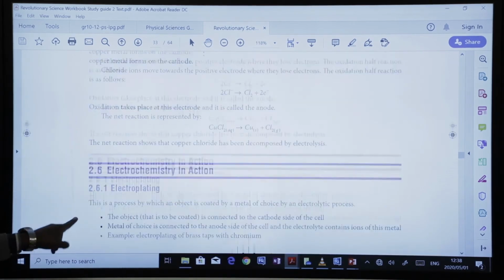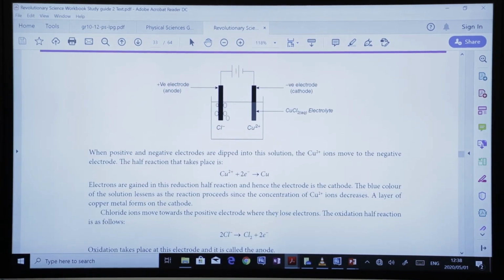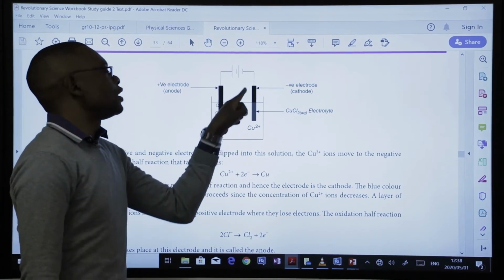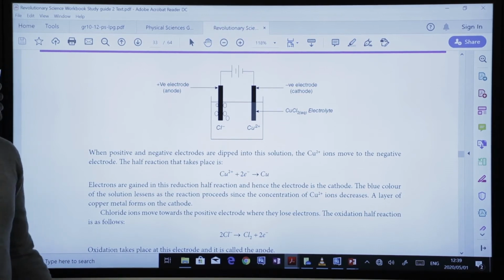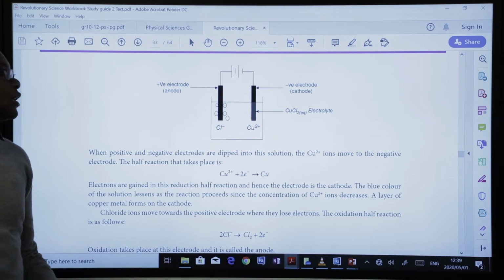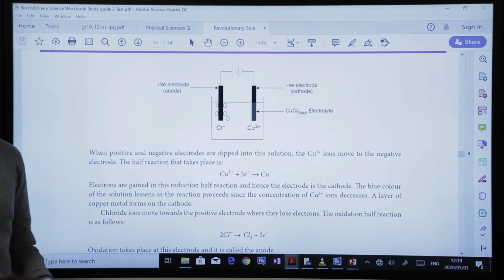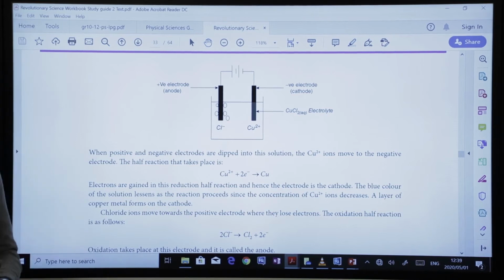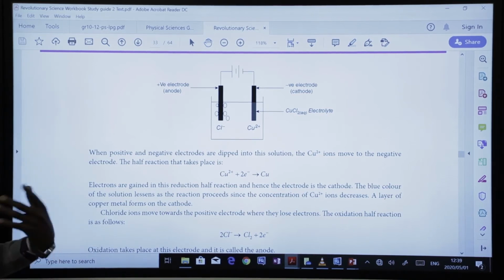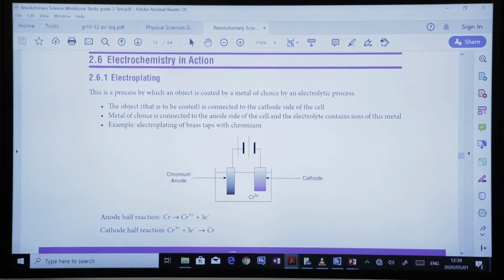So since the copper atoms are preferentially being deposited on the cathode, we can actually manipulate the electrolysis process and use it to decorate, design, or make specific materials according to our desires. Like in this case, an industrial application of this electrolysis is electroplating.